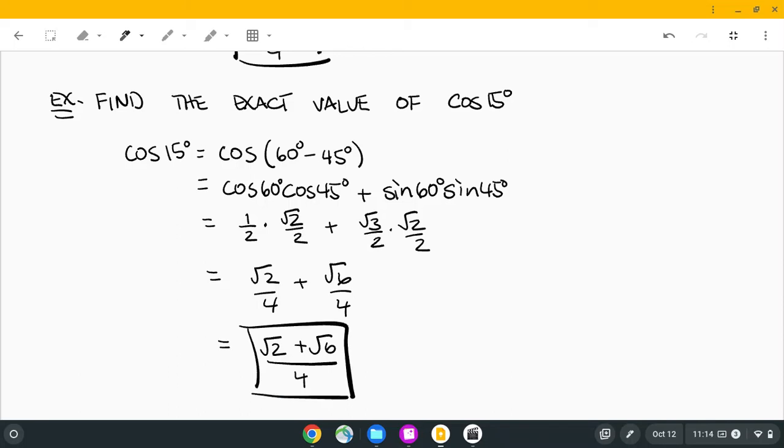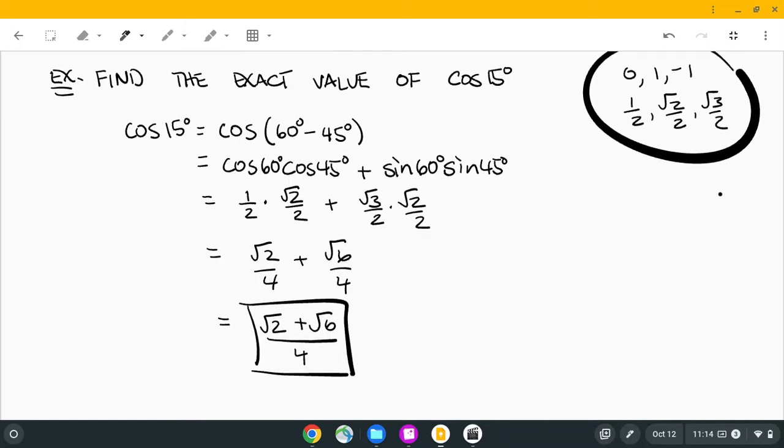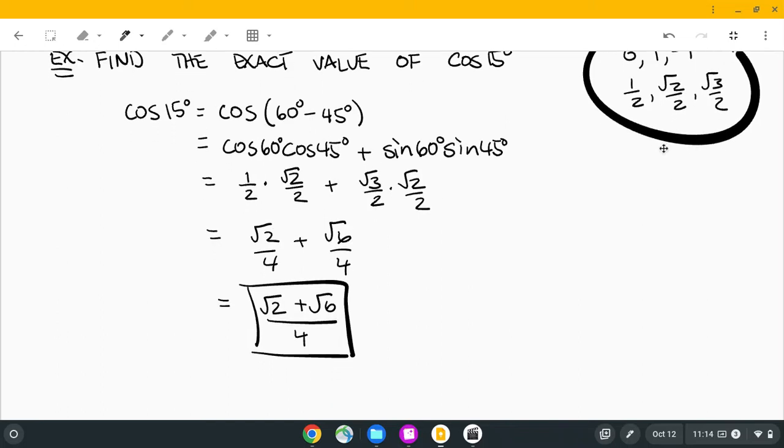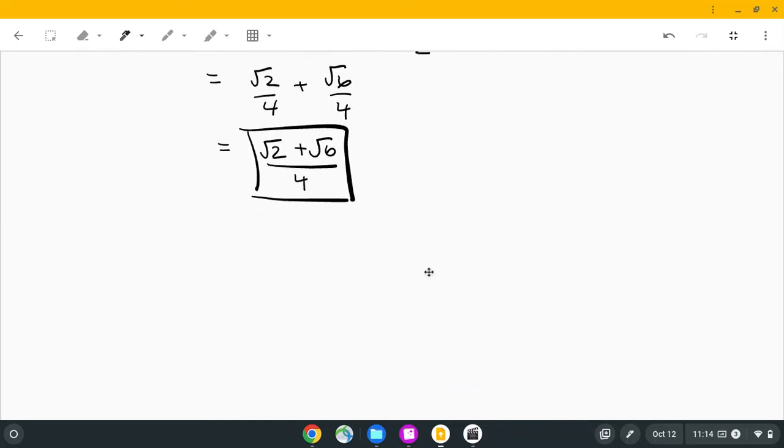Very similar answers you'll be getting because our answers are either going to be 0, 1, -1, 1/2, square root 2 over 2, or square root 3 over 2. Those are basically our choices for our answers for the ones that we have memorized, right? With a difference of signs. Okay, so you'll get a lot of these square root 2s, square root 6s, 4s. Okay. All right, let's take a look at another one.